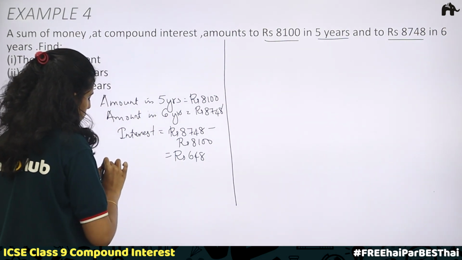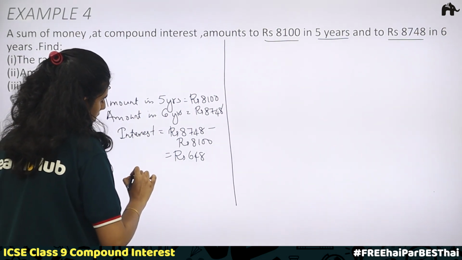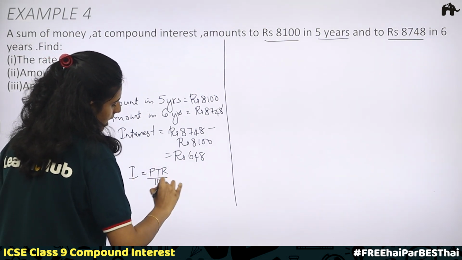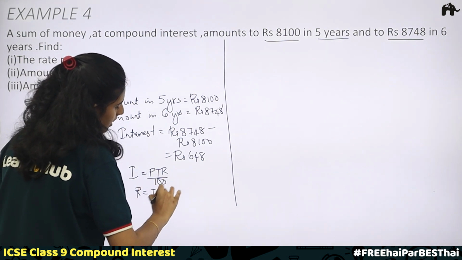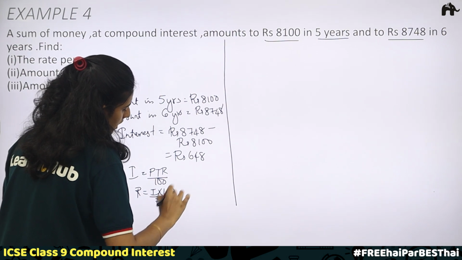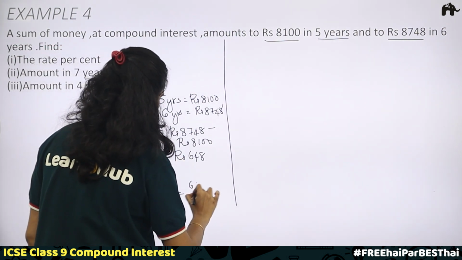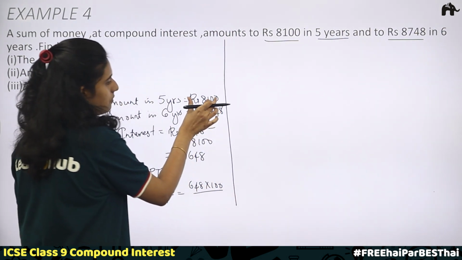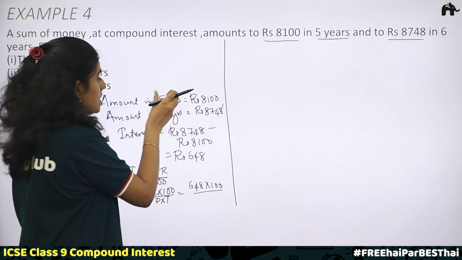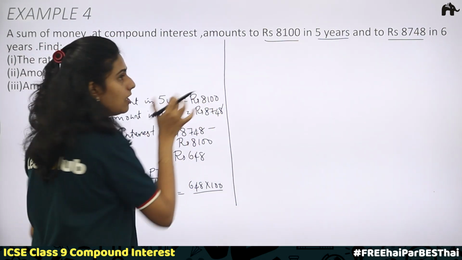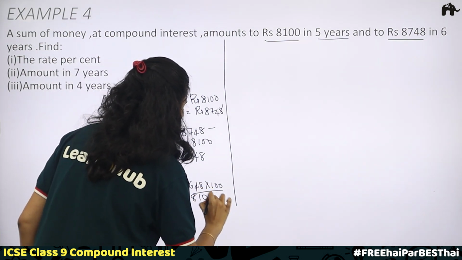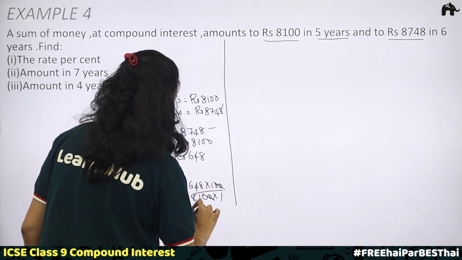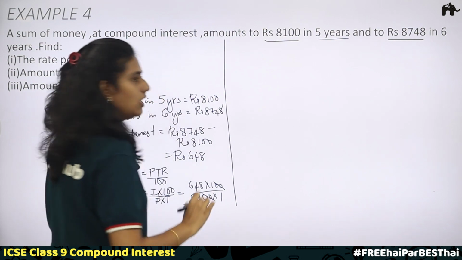So in the first part of the question, we have to find the rate percentage. We have interest is equal to PTR divided by 100. Therefore, R is equal to I into 100 divided by P into T. That is 648 into 100 divided by the principal. Here the first amount, that is for the first conversion period that we are considering, will be the principal. Here it is 8100 into time, which will be 1 year. Cancelling out zeros, you will find this to be equal to 8%. So the rate of interest is 8%.